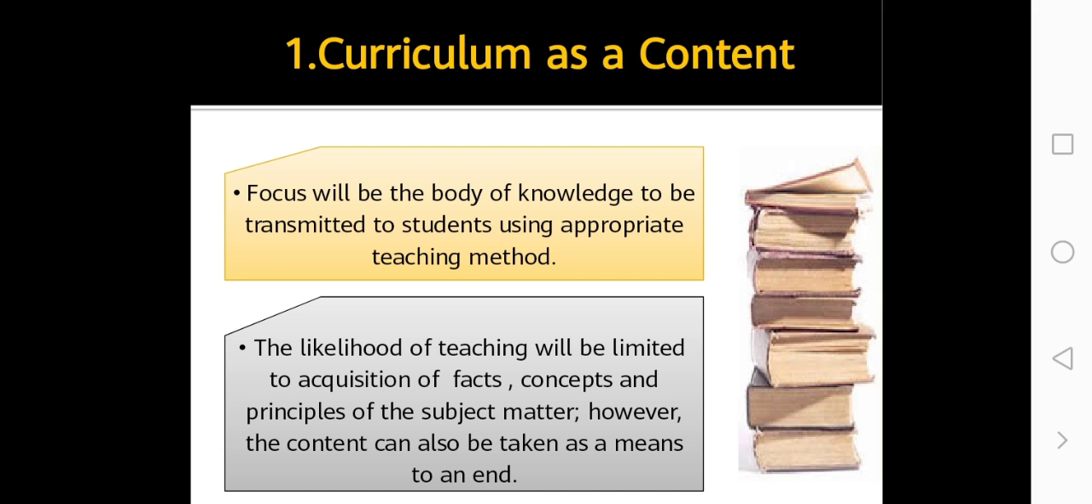If curriculum is equated as content, then the focus will be the body of knowledge to be transmitted to students using appropriate teaching methods. There can be a likelihood that teaching will be limited to the acquisition of facts, concepts, and principles of the subject matter. However, the content or subject matter can also be taken as a means to an end. All curricula have content regardless of their design or models.